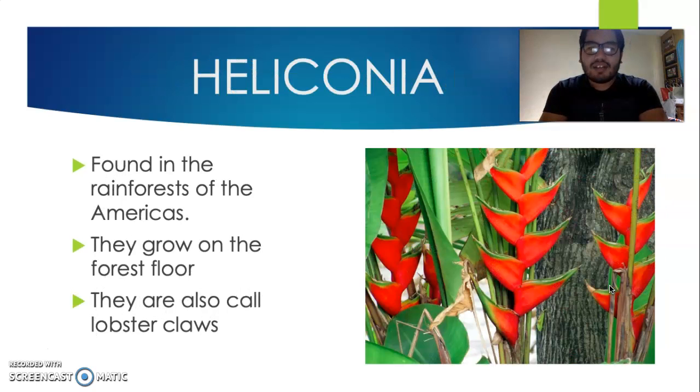The heliconia. Wow, this is interesting. It's like spines, son como espinas. Found in the rainforests of the Americas. They grow on the forest floor. They are also called lobster claws. Lobster claws. Wow. They are pretty. Oh, I like that.